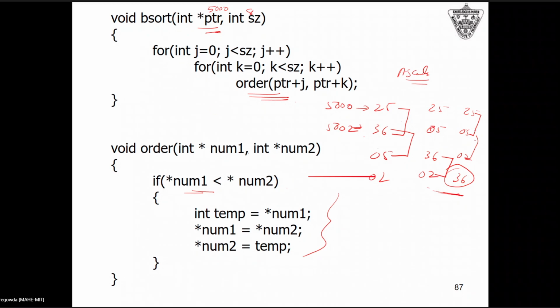This will be done and you come back here. If you look at this, you are going to access the elements of the array in the Bsort as well as the order function here. Since you are using a pointer, all the statements written in the function order as well as Bsort are directly operating on the original array elements, so that the original array will be sorted at the end of the program.